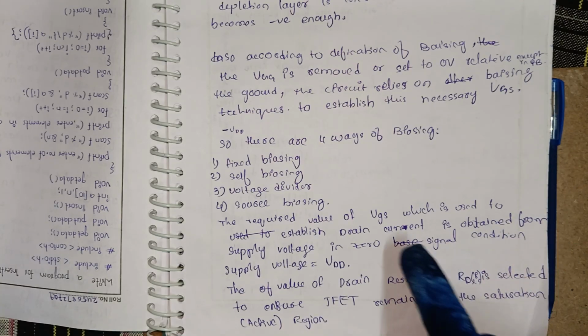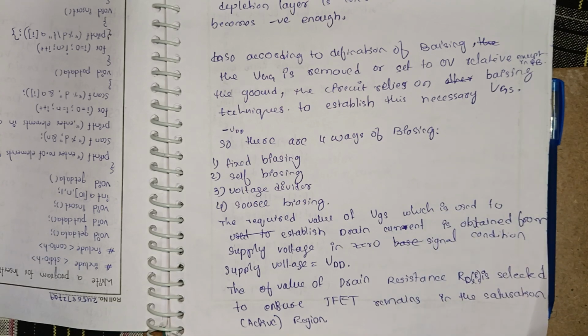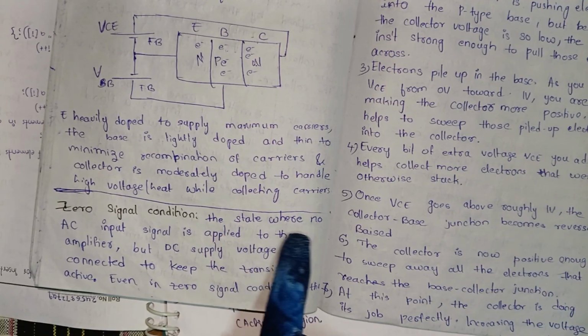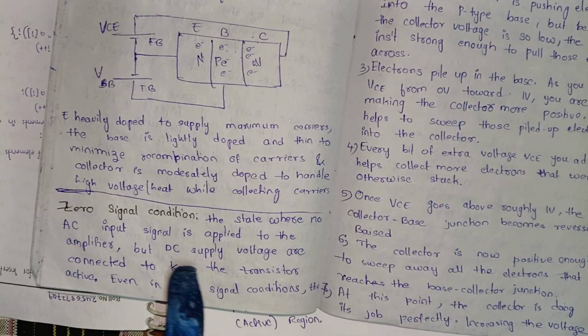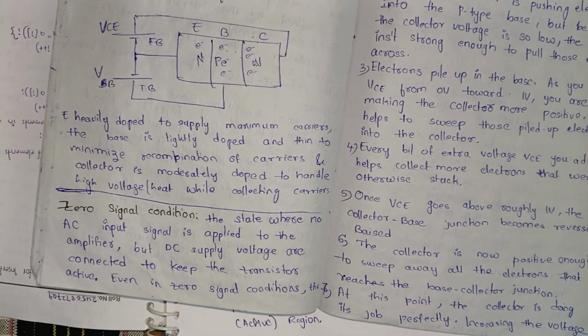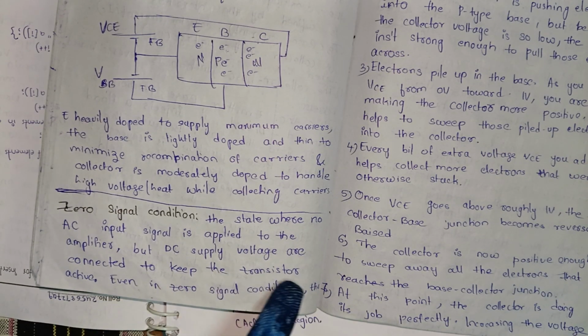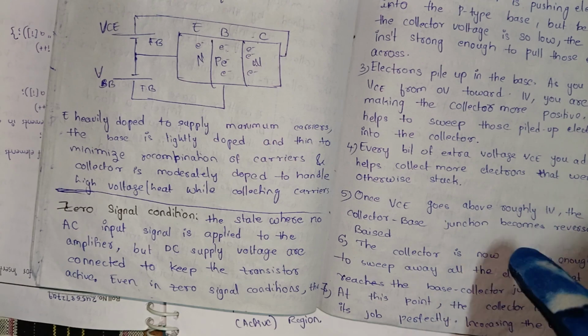And then zero signal condition means the state where no AC input signal is applied to the amplifier, but the DC supply voltages are connected to keep the transistor active.